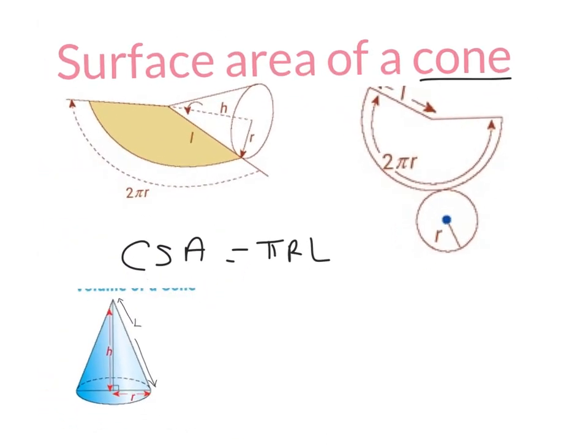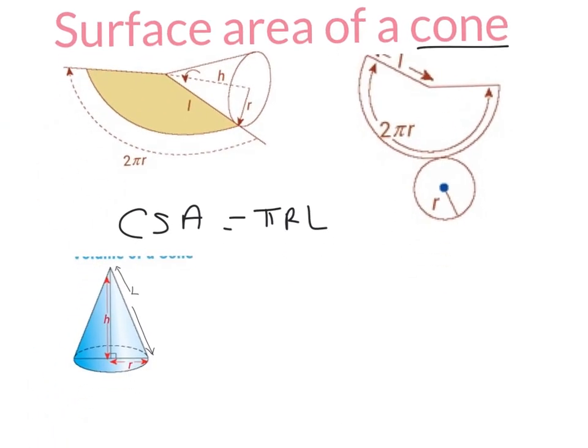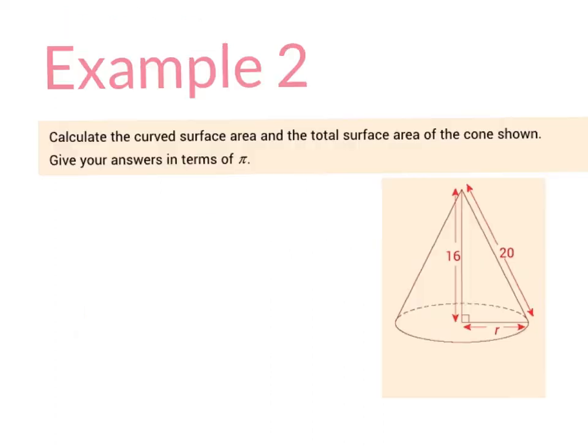So the curved surface area of a cone is going to be πrl if it's an empty cone, but if the cone has a circle on the bottom, remember it's going to be plus πr squared, so plus your circle. Okay, so example 2: calculate the curved surface area and the total surface area of the cone. The curved surface area doesn't include the bottom base or face there, so it would just be this section here. The total surface area includes the circle at the end.